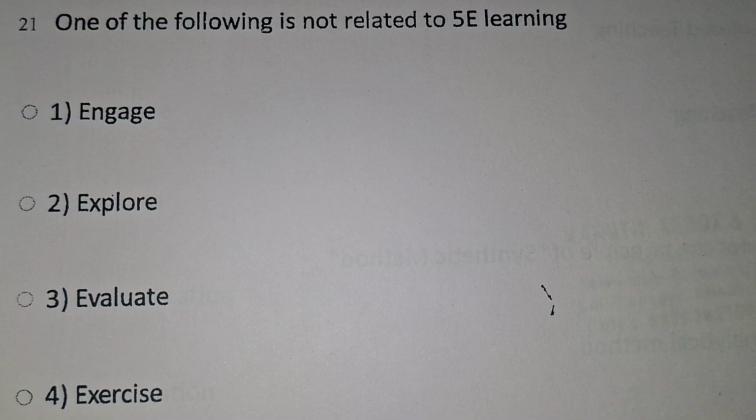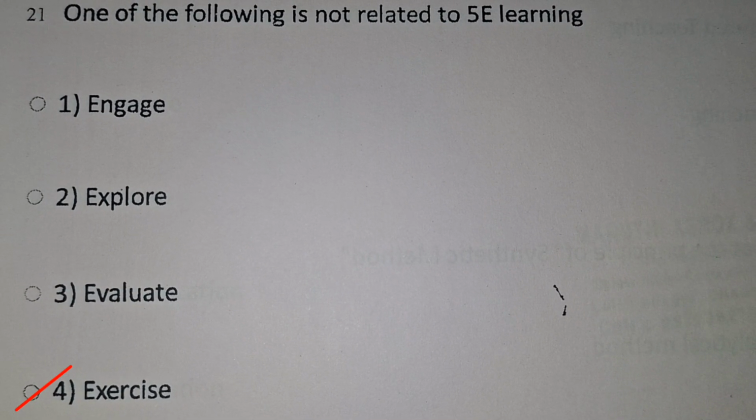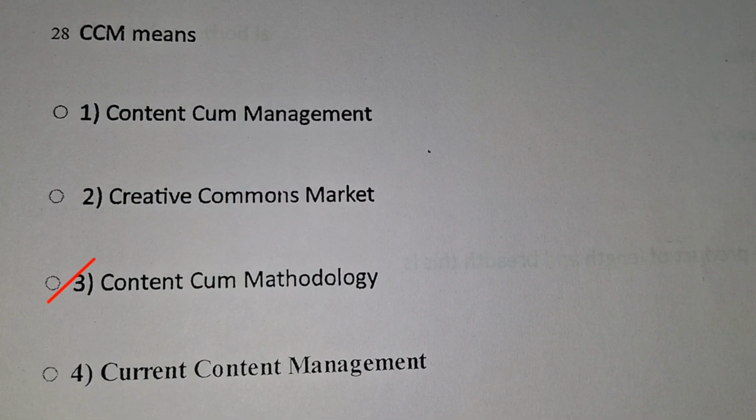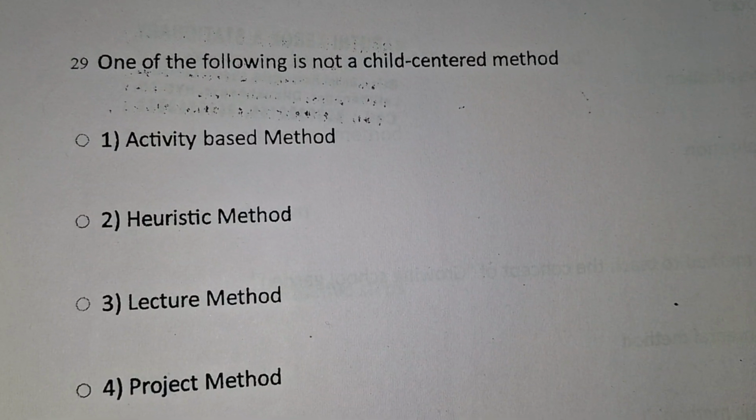Next one, which of the following is not related to 5E learning? In the 5E learning model, the stages are engage, explore, explain, elaborate, evaluate. Exercise is not related to 5E learning. Next one, CCM means content cum methodology. One of the following is not a child-centered method.